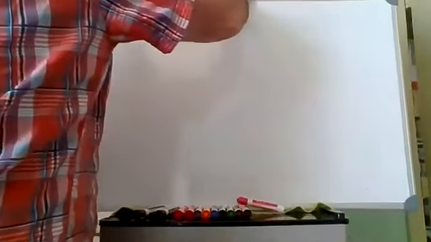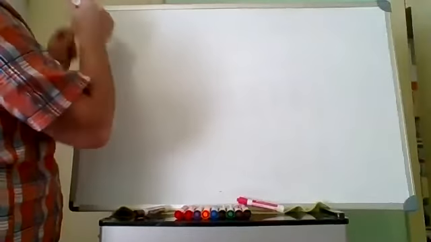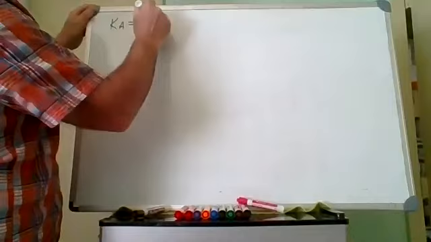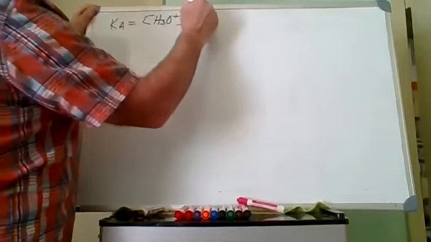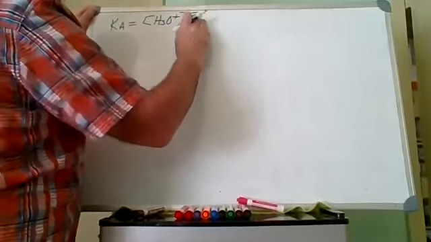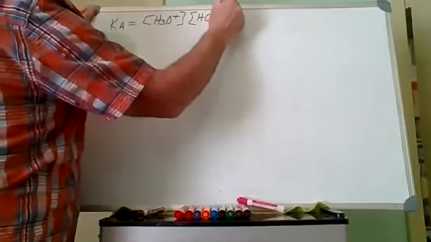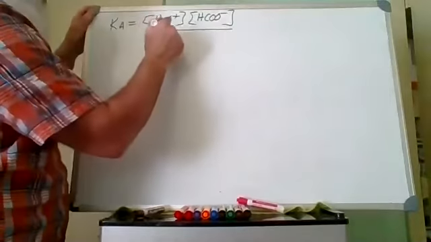So let's take a look at the expression for Ka. Ka equals the hydronium ion concentration times the formate ion concentration, divided by the concentration of the free acid.